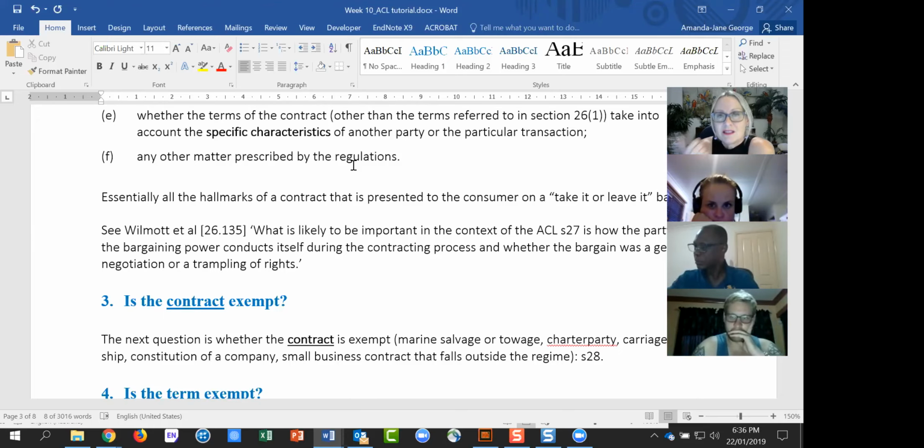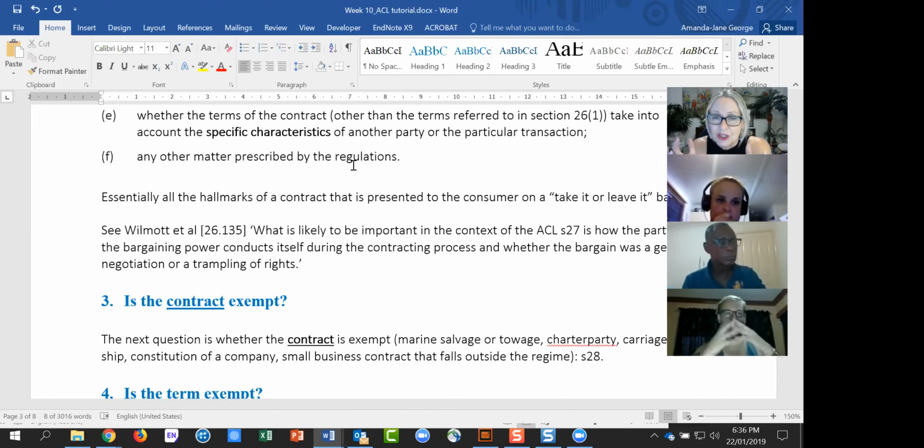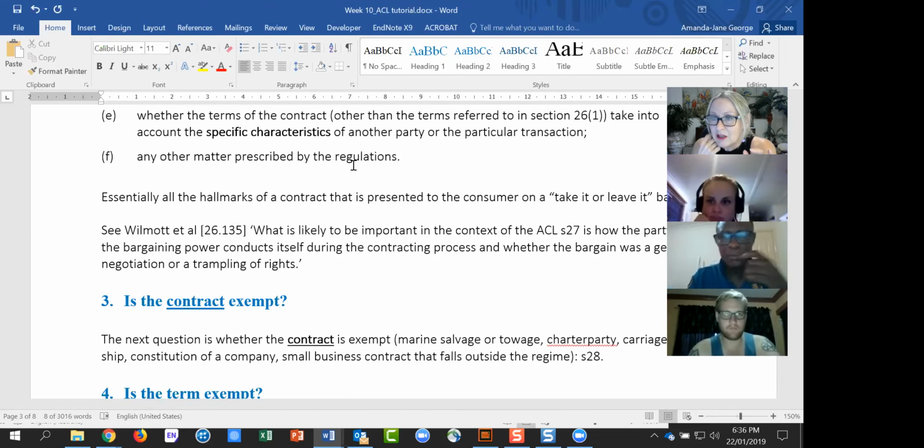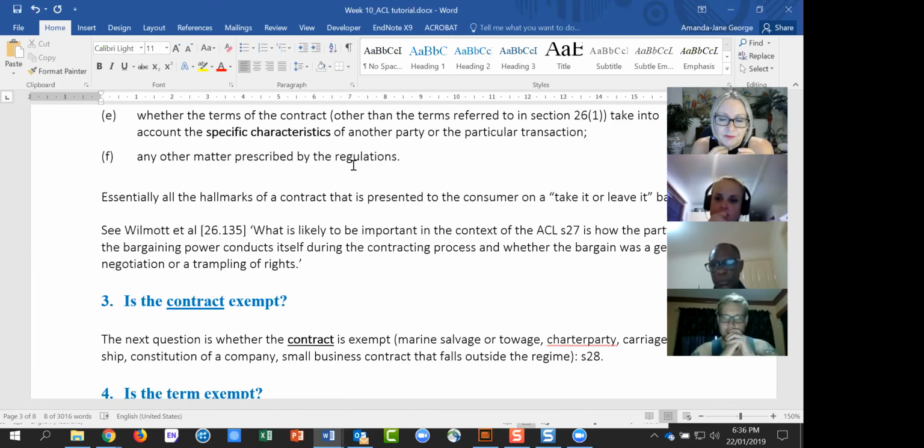So you go, is it a consumer contract? Is it a standard form contract? Well, you've got the benefit of the presumption there. Is the contract, the whole contract, exempted? No. So then you get a little bit more specific and you say, is the term itself exempted from the regime? Okay. What were the exempt terms? And these were fairly common sense, actually. The exempt terms. Anyone got any ideas?